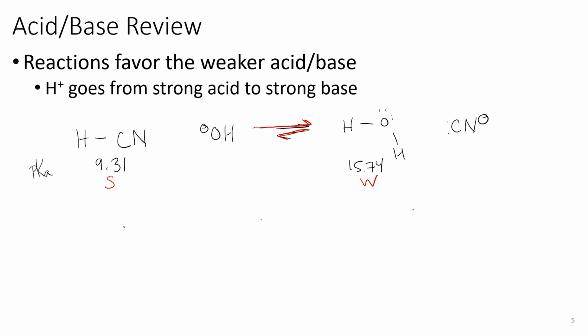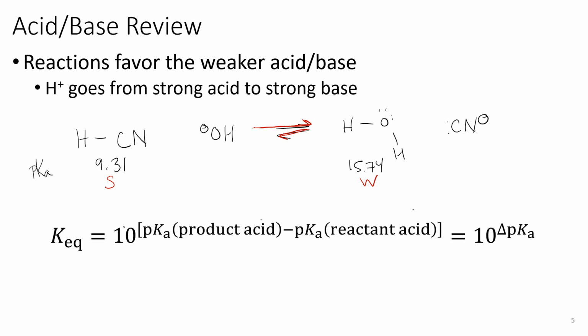So this is how we will use pKa values to help us predict, do we favor products or do we favor the reactants? And in this case, this reaction will proceed towards the product side. I can actually now quantitatively determine the equilibrium constant for this equilibrium reaction as well. So that would be our KEQ expression.